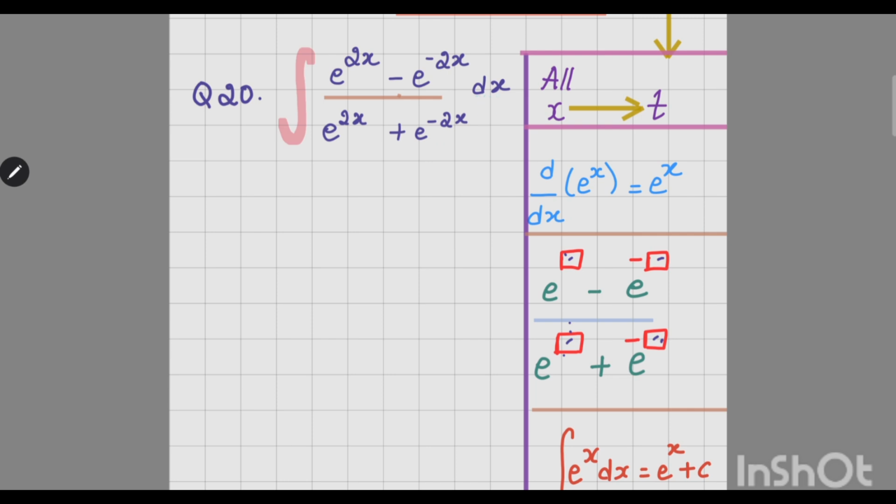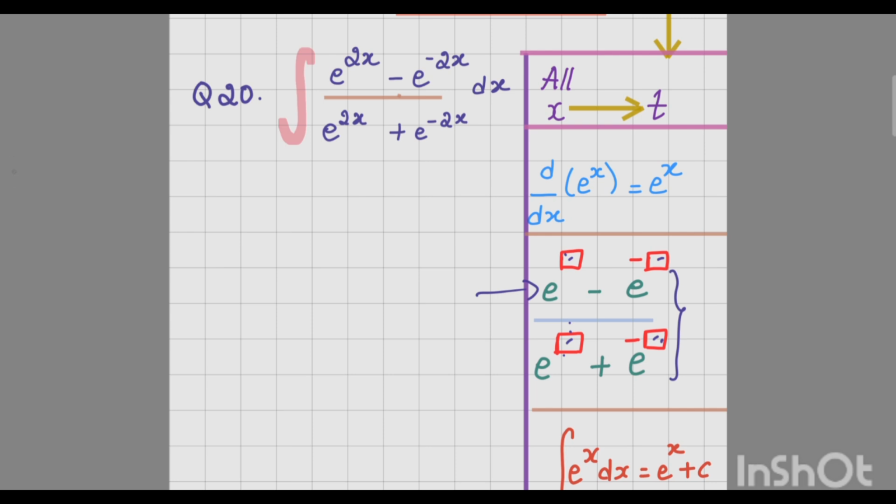There is some pattern here, right? 2x, minus 2x, e to the power 2x, e to the power minus 2x, e to the power 2x and e to the power minus 2x. So I have written the pattern here. So e to the power of some function minus e to the power negative of that function, divided by e to the power function plus e to the power negative of the function, and the function here is 2x. So when you have the integrand in this form, then it is very easy to do the substitution method.